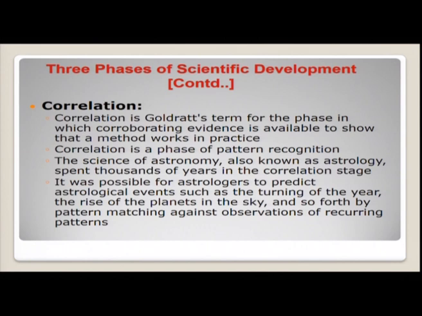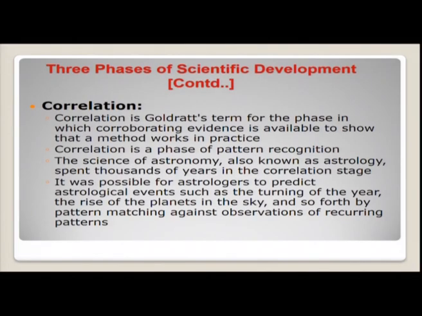Then we will see about correlation. What is correlation? Correlation is Goldratt's term for the phase in which corroborating evidence is available to show that a method works in practice. Correlation is a phase of pattern recognition, like the science of astronomy, which is nowadays called astrology. Astronomy speaks about space. Based on the astronomy, the astrologers give their astrology. So based on this astronomy, this astrology came into existence.